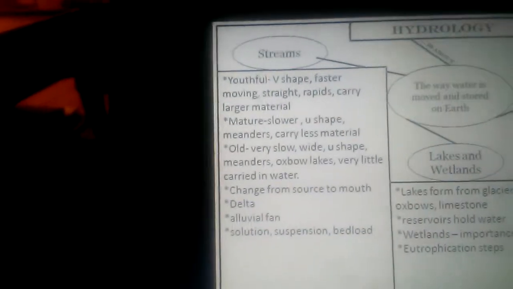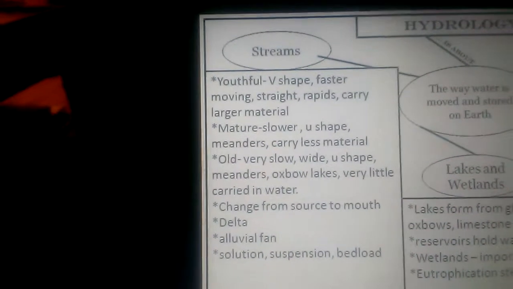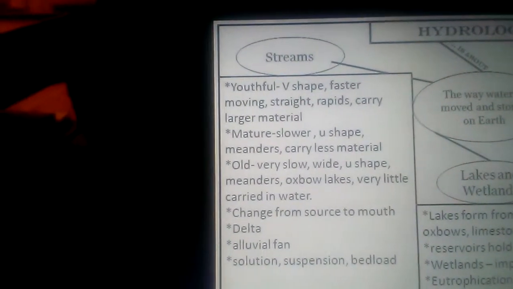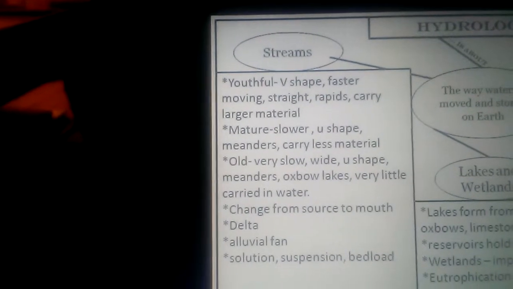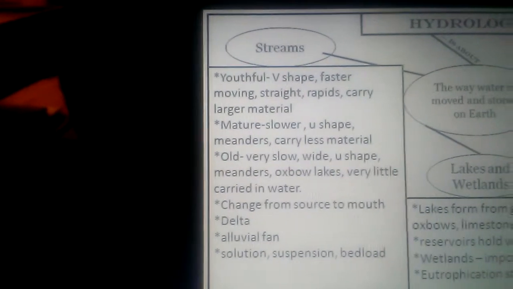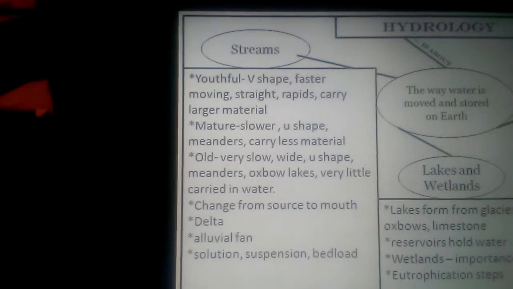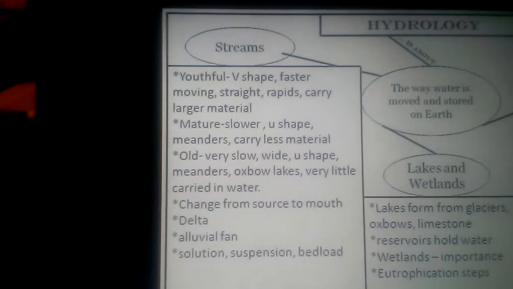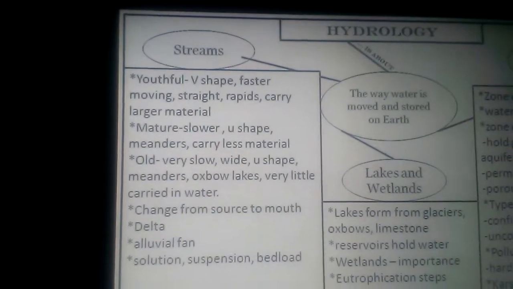So if we take a look at streams a little closer, we mainly started with the age of streams. So you have your youthful streams, which have that V shape from the fast-moving water where erosion is occurring, and then it's straight most of the time. There's rapids from the large boulders that are in there, and they can carry large materials due to their speed.